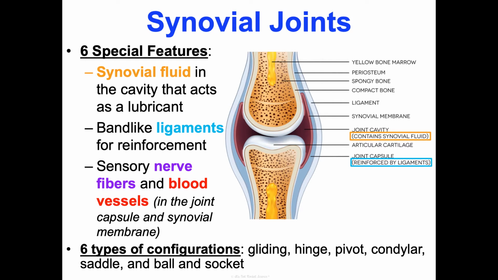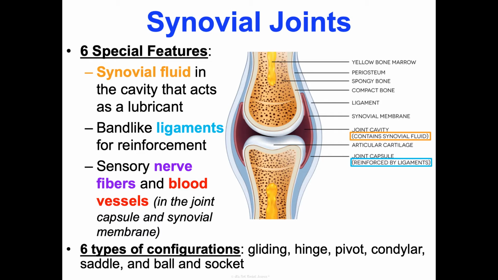There are some other structures that are associated with synovial joints, like bursae and tendon sheaths, but they can also be found elsewhere. They're not specific only to synovial joints. They're basically like bags of lubricant that help reduce friction when the joint's in motion. So I didn't highlight them here because they're not specific just to synovial joints. But those are the 6 that are unique just to synovial.